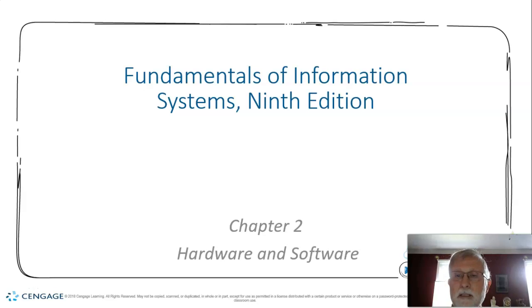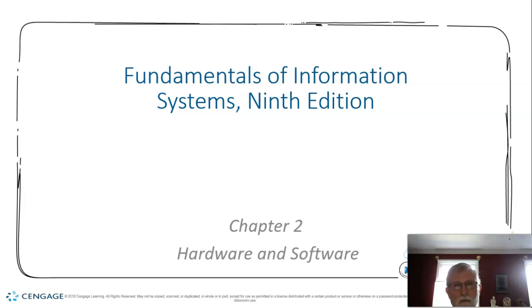Hopefully you've got your textbook, and we'll gauge this. I know there were some of you last week who didn't have your textbook, so we'll see how you do this week. Hopefully you got a chance to look at the chapter 1 lecture.